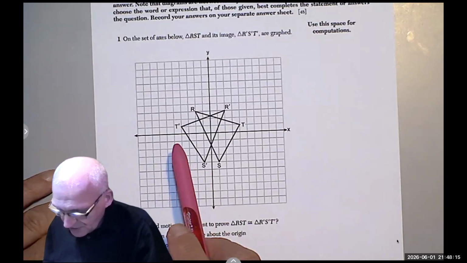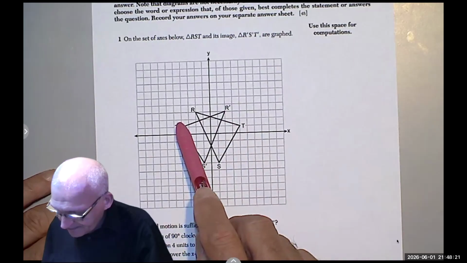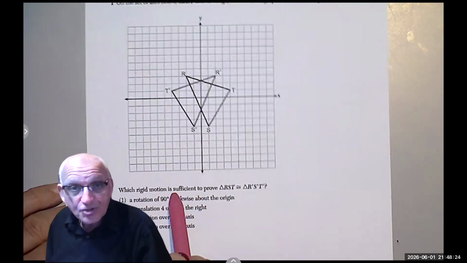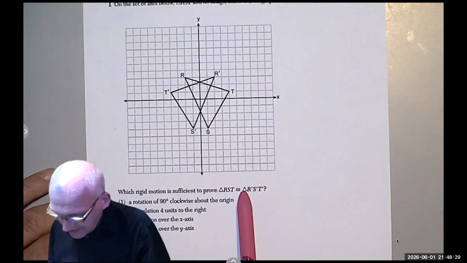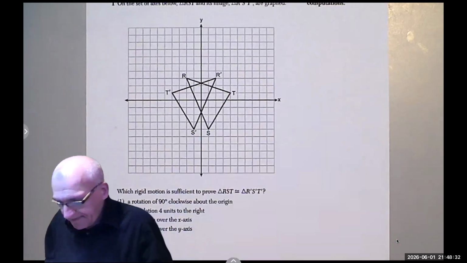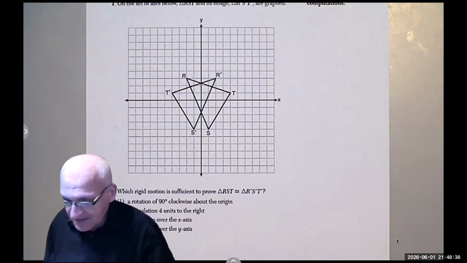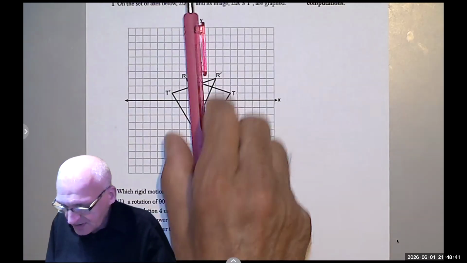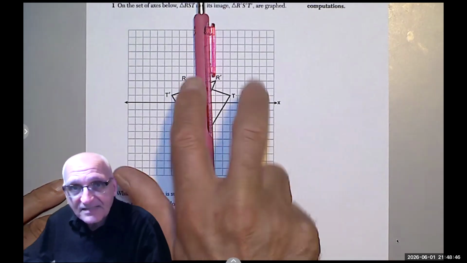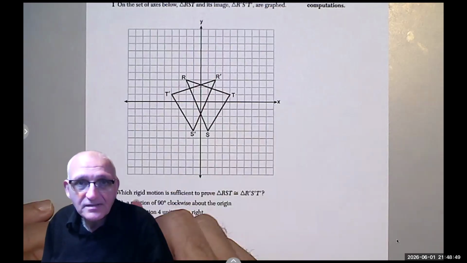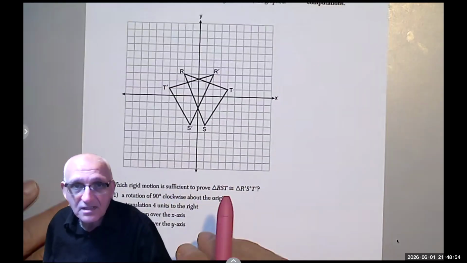They show you two triangles, RST and R prime S prime T prime, and they ask which rigid motion is sufficient to prove that these two triangles are congruent. If you notice, just by inspection, the y-axis is an axis of symmetry, which means that I took one triangle and reflected it over the y-axis, right? Because now it's a mirror image. The y-axis is a mirror of the triangle RST.